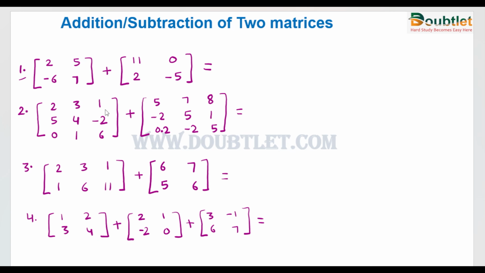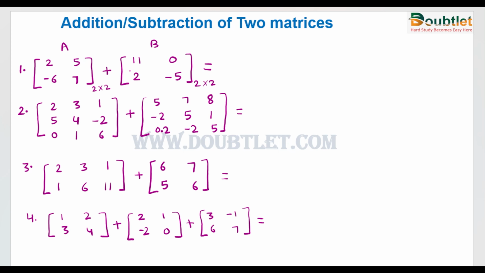So suppose these are the given matrices. This is the A matrix and this is the B matrix. If we try to find the order, this is a 2 cross 2 matrix and this is also a 2 cross 2 matrix, meaning there are 4 elements, 2 rows and 2 columns.